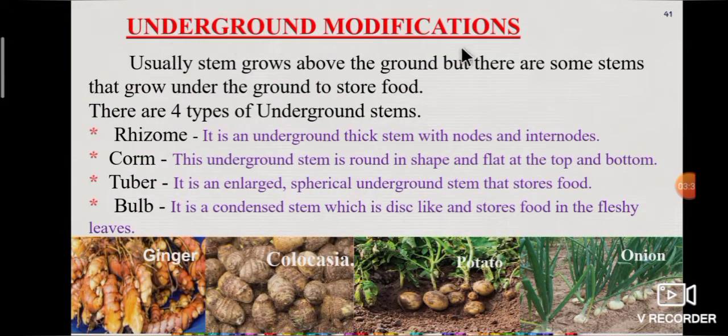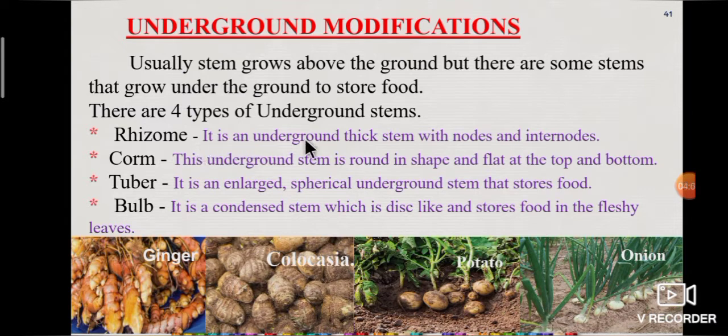Next, underground modifications. Usually, stem grows above the ground, but there are some stems that grow under the ground to store food. There are 4 types of underground stems. First type, rhizome. Second one, corm. Third one, tuber. Fourth one, bulb.